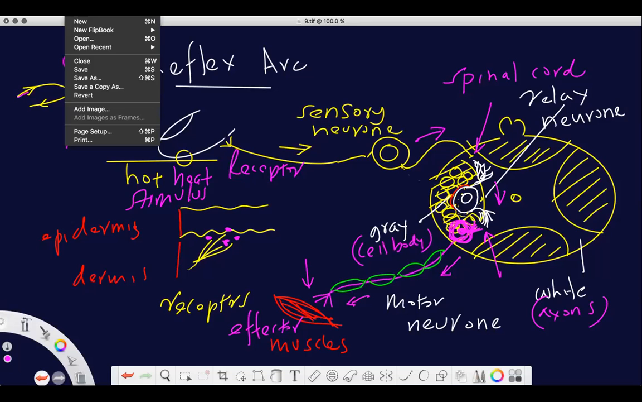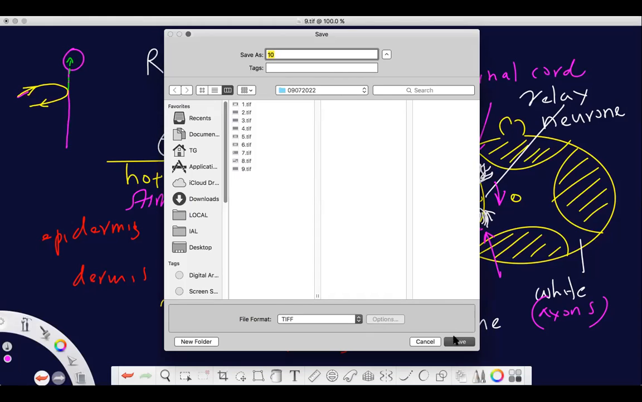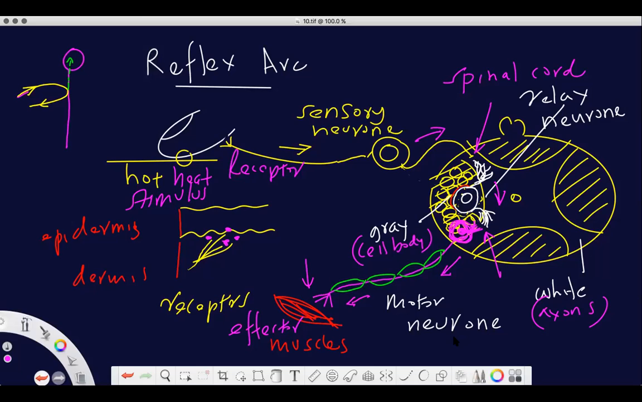Okay, so I save this slide, and you can add this onto the reflex arc lesson after the lesson.